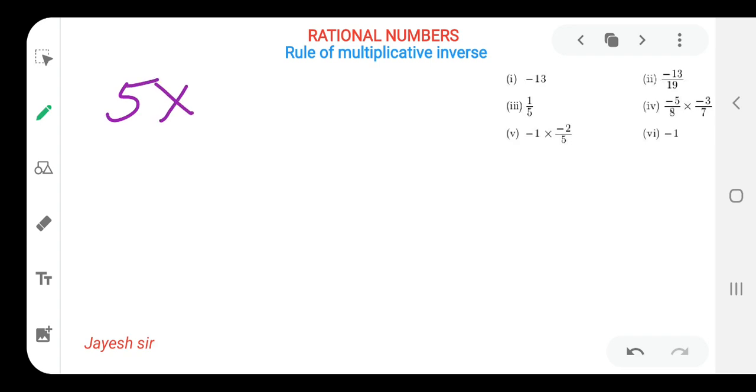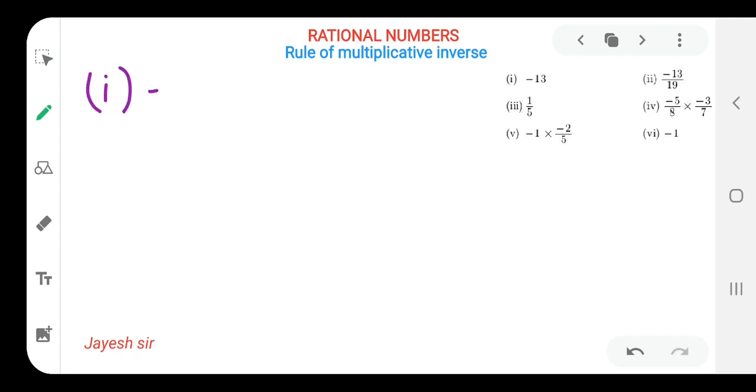5 should be multiplied with which number to get 1? We should multiply 1 by 5. That means we will make 1 by 5 the multiplicative inverse of 5. That means whatsoever we have written in the question, we have to just put it in the denominator and make it our answer. So it's very simple. I hope you all might have understood the concept.